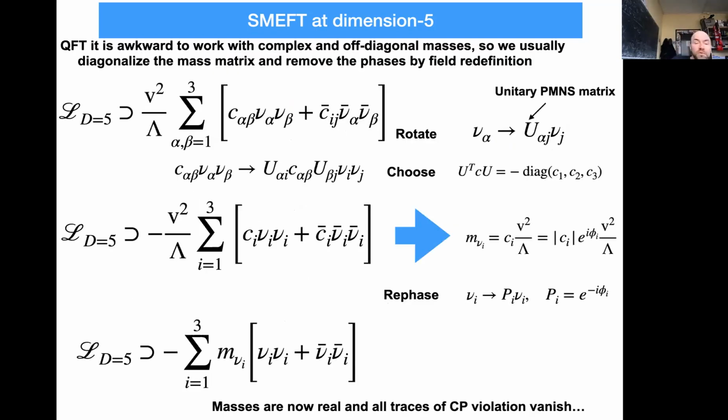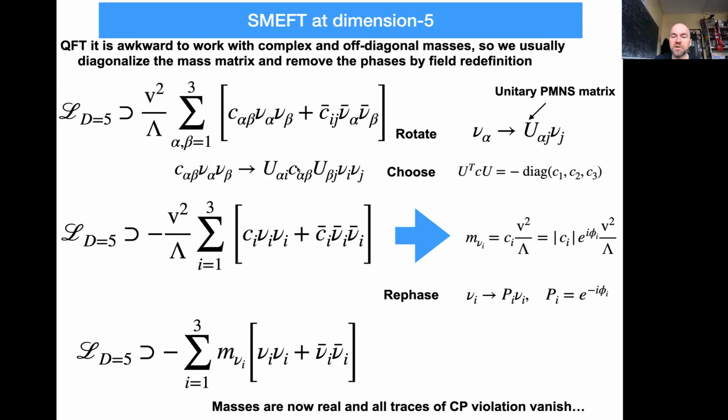Now in quantum field theory we don't usually work with complex masses, not because it's forbidden, but because it's awkward to do calculations like that. So we always diagonalize masses. First we can do a unitary transformation by a matrix U, which I foreshadow, this is nothing but the PMNS matrix. And we can rotate the neutrino fields.